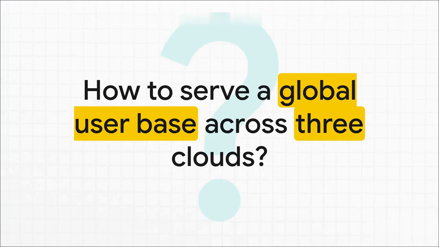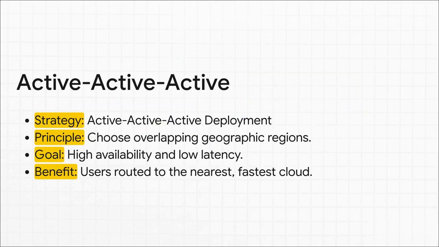So here's the central question for this pillar. With users all over the planet, how do you guarantee a great experience for someone in Tokyo and someone in London and someone in São Paulo all at the same time? Especially when your infrastructure is split across AWS, Azure, and GCP. The solution is a really powerful strategy, an active deployment.